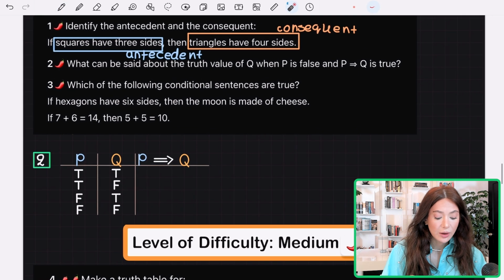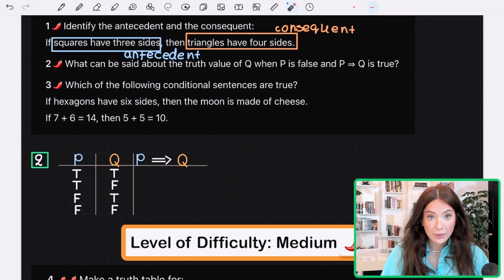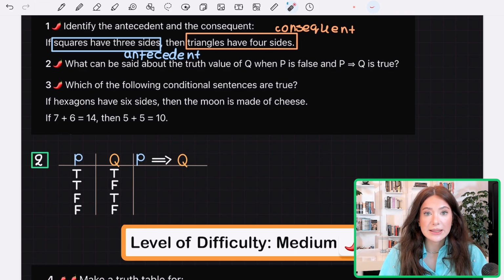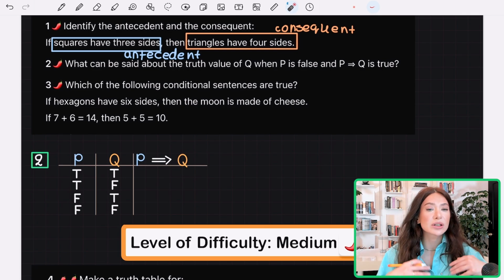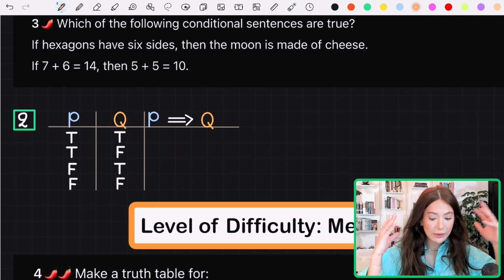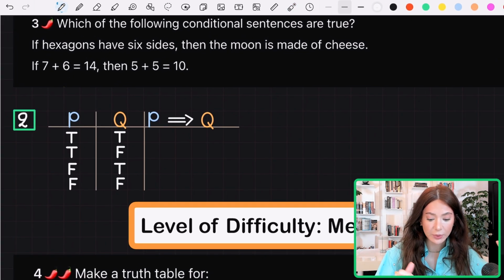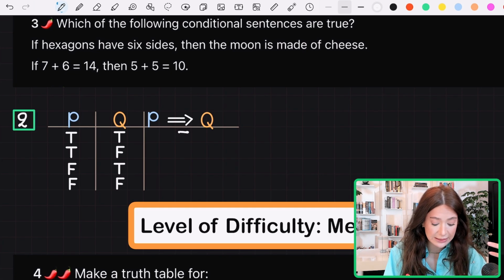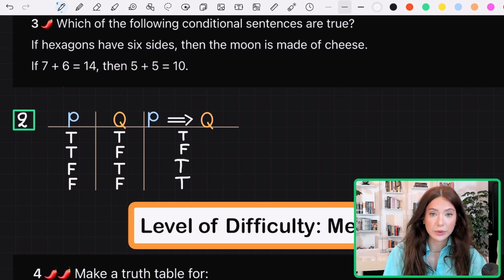Question number 2. What can be said about the truth value of Q when P is false and if P then Q is true? You may not know how to answer that question. What you know though is how to build a truth table. So don't think about it raw without a truth table. Get the truth table and then think about it. Write down what you know. With a conditional statement, when the antecedent and consequent are true, the whole statement is true. Then it's false, true, true.